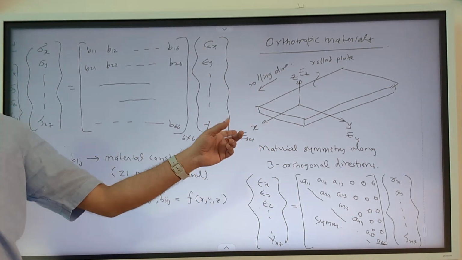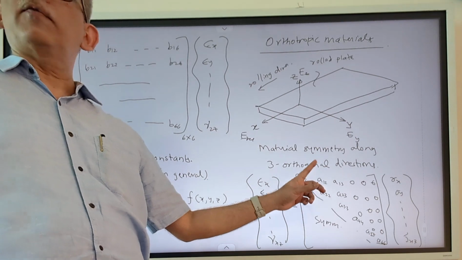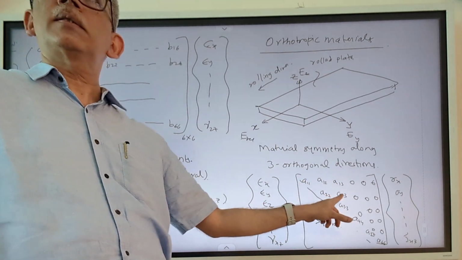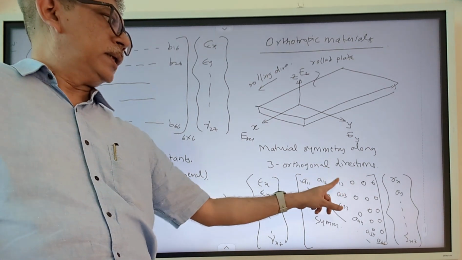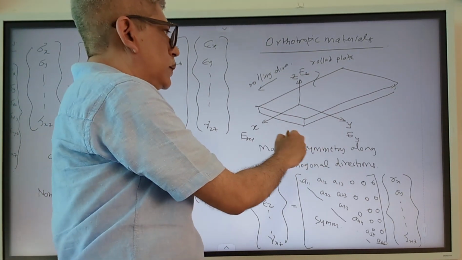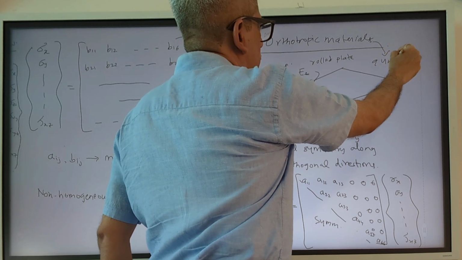So for orthotropic material, the total number of unique constants that you require is not 21, but the 6 diagonal terms plus the 3 non-diagonal terms corresponding to the normal stresses. So a total of 9 constants are required. So for this material, 9 unique material constants are required.